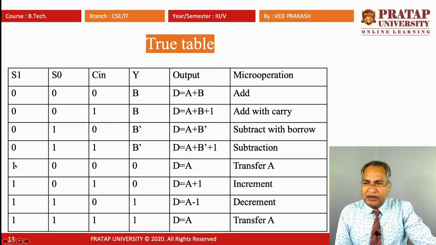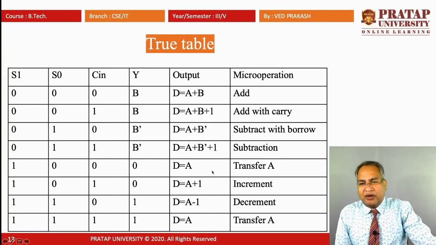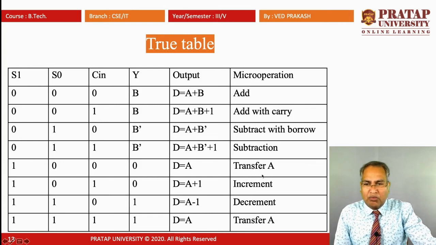Now here we take selecting lines S1 0 and S0 0, and the C input is 0. In this case at the Y terminal we get 0 bits, and at the D terminal we obtain all the bits of A. So we can say at the output terminal we are obtaining all the contents of register A. In terms of micro operations, this is transfer of A, it means all bits of A are transferred to the output terminal.